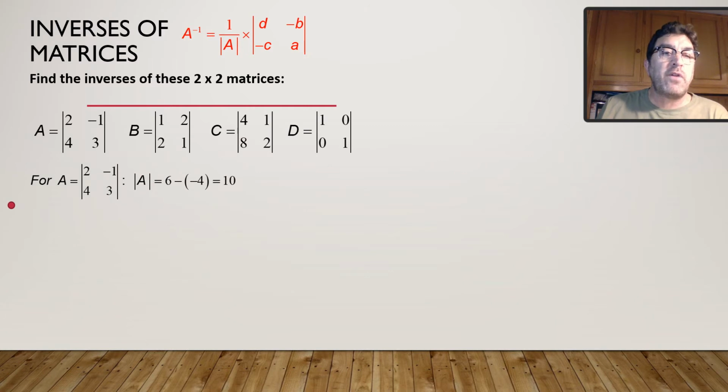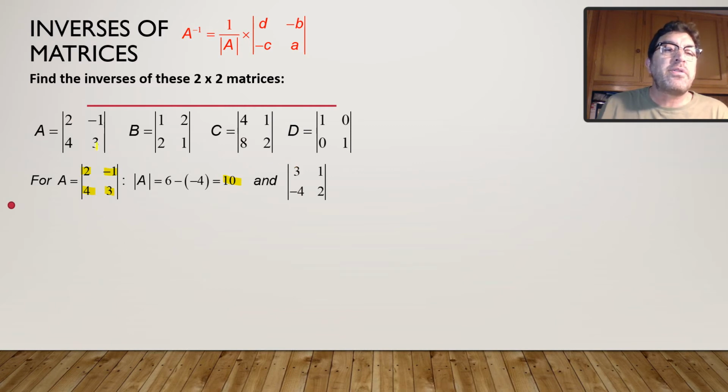So for matrix A, our determinant is the first thing we found there. 2 times 3 is 6. Minus 4 becomes 6 plus 4. Determinant is 10. It's an invertible matrix because it's not 0. Okay, and then the 3, 1 minus 4, 2. What happened? Well, we said we interchange those two.